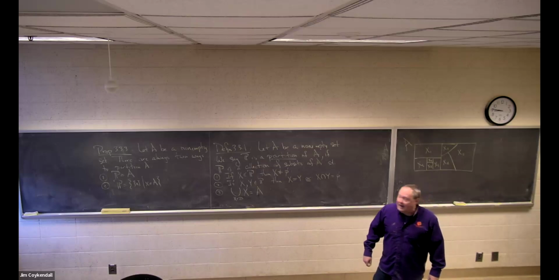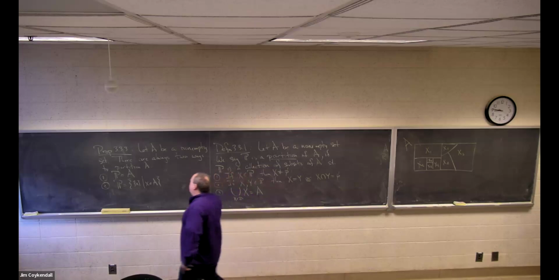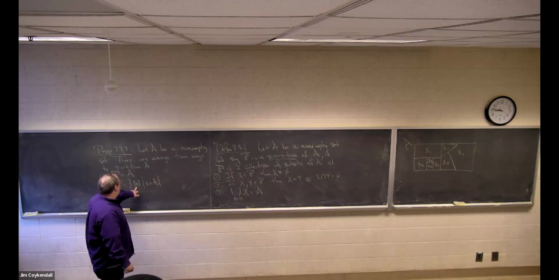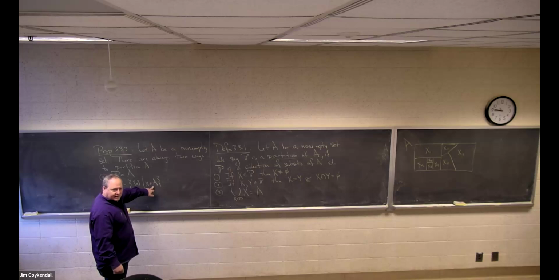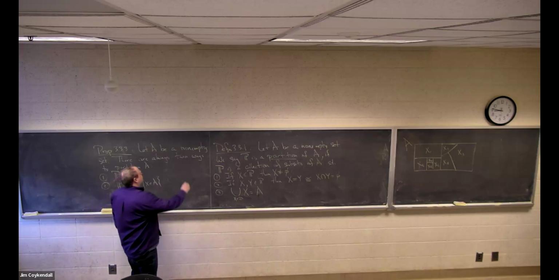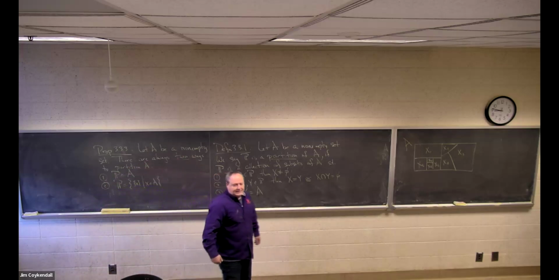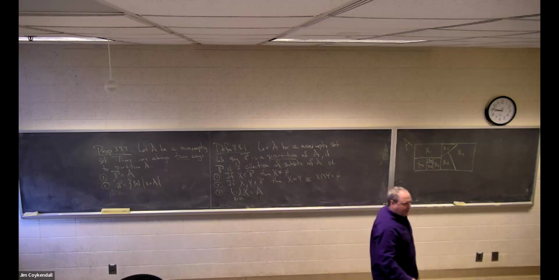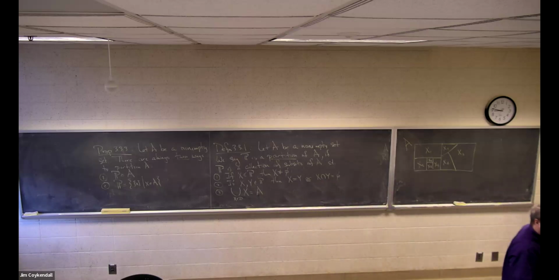Everybody agree with that? And if you take the union of all these sets here, you're going through every element in A, so you get all of A. Everybody agree with that? By the way, I said that there's two ways, and there I've listed them. I did not say that there's two distinct ways.